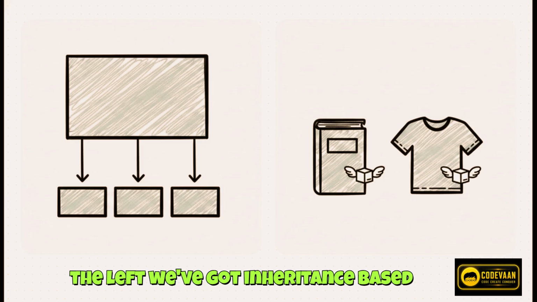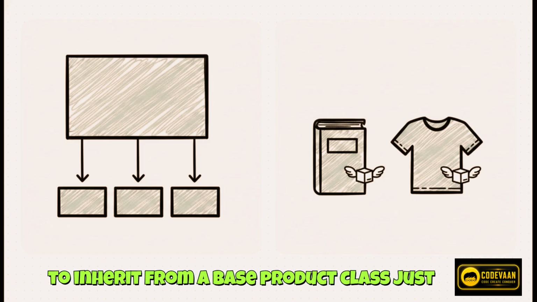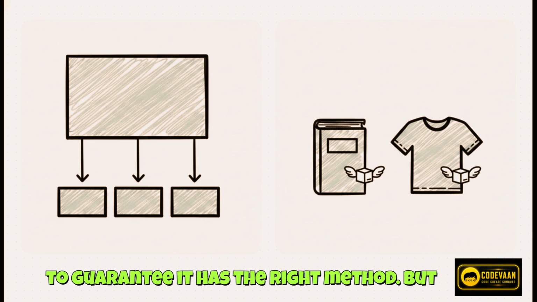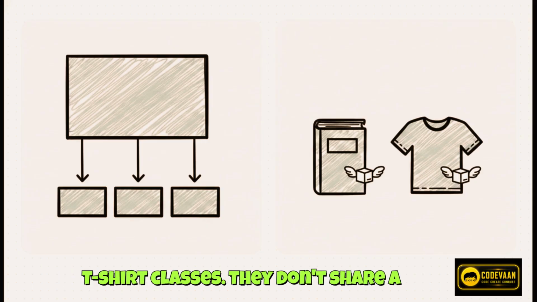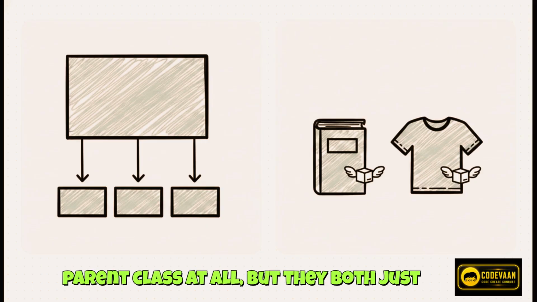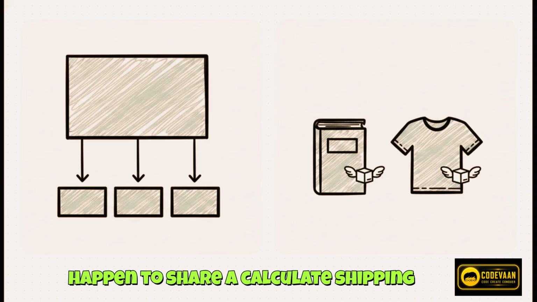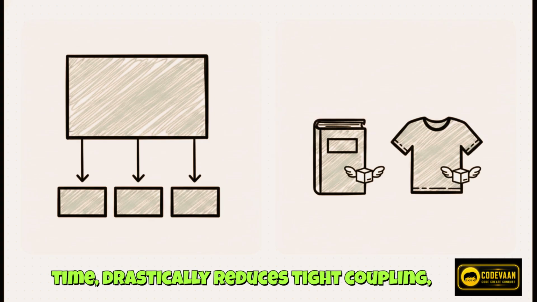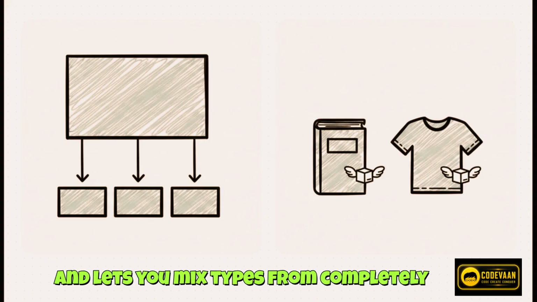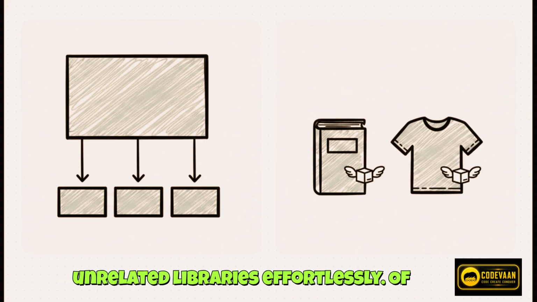Now, what's really interesting about this slide is the crucial difference between strict inheritance and duck typing. On the left, we've got inheritance-based polymorphism. Basically, every product has to inherit from a base product class just to guarantee it has the right method. But on the right, utilizing duck typing, we have completely independent book and t-shirt classes. They don't share a parent class at all, but they both just happen to share a calculate shipping method. This saves so much development time, drastically reduces type coupling, and lets you mix types from completely unrelated libraries effortlessly.